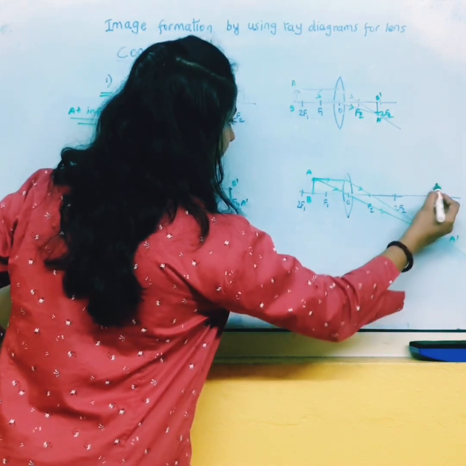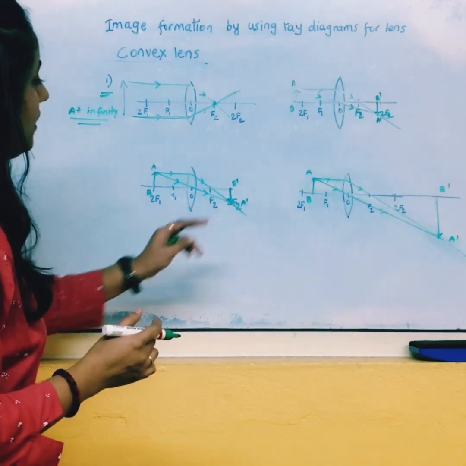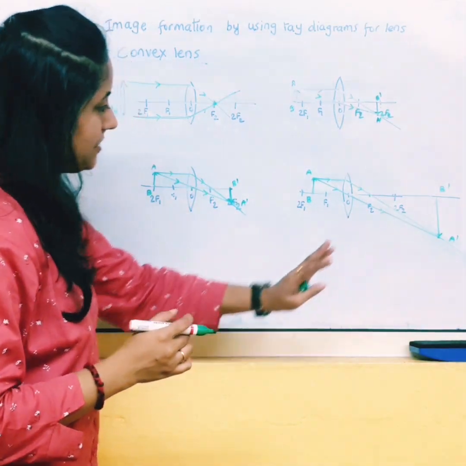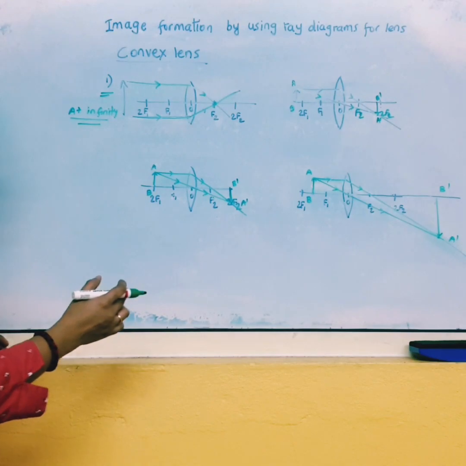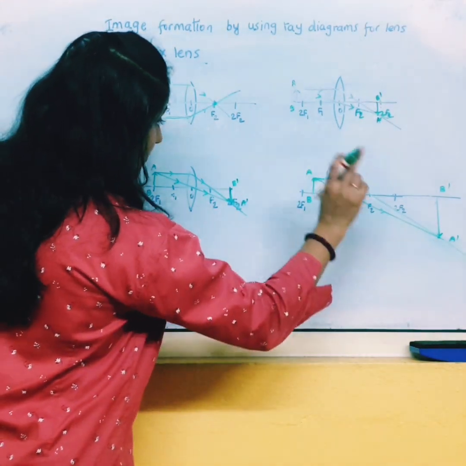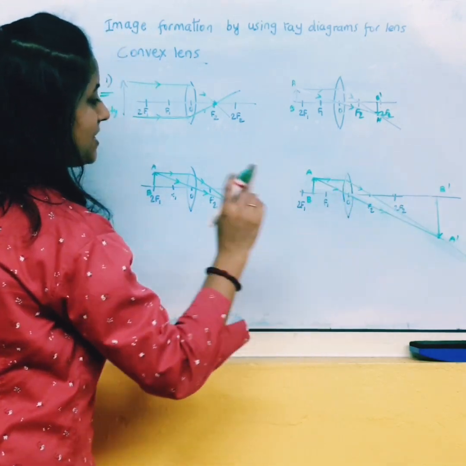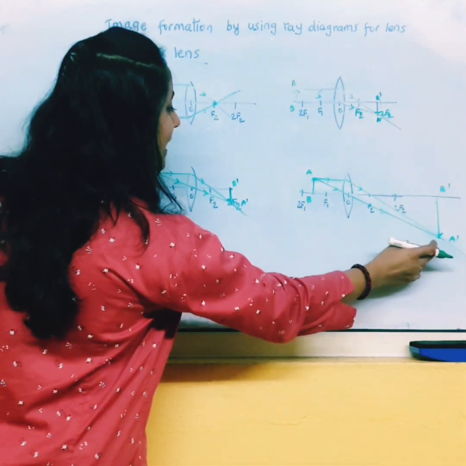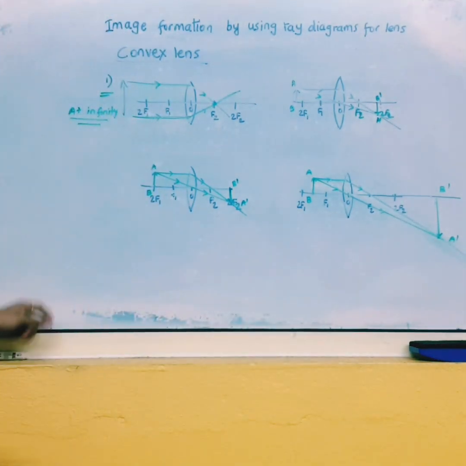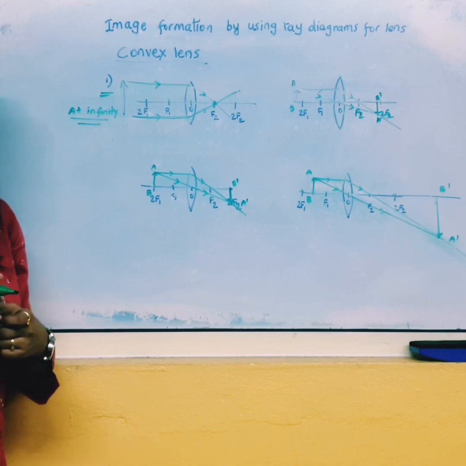Object is always marked as A dash, B dash. Okay. So the object here is enlarged. The position of the object, position of the image. Object is here. Position of the image is beyond 2F2. The image is real and inverted and it is enlarged. Okay. So these are the four image formation diagrams you have studied.